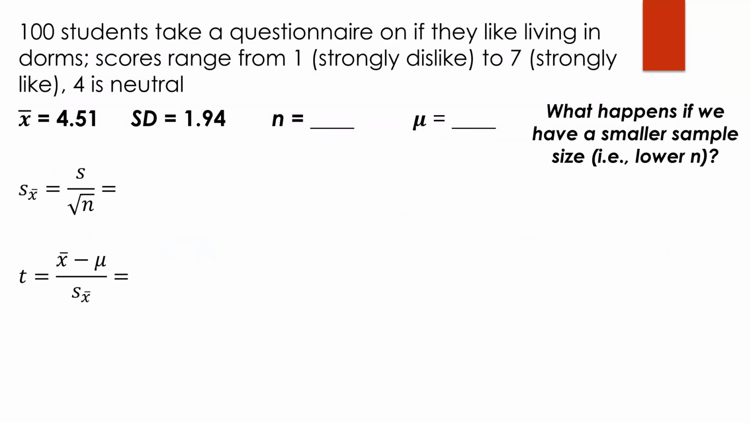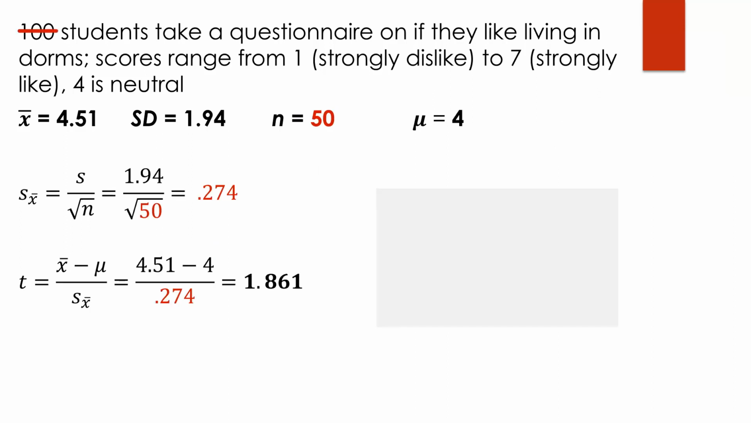If you remember from the inference section, the way to decrease sampling error is to have a bigger sample size. So if we decrease our sample size, that results in a larger amount of sampling error. Let's see what happens. Say we cut our sample in half and only surveyed 50 students. Then we put 50 in the square root on the bottom of the standard error equation. We get 0.274. Notice how sampling error got bigger: it went from 0.194 to 0.274.